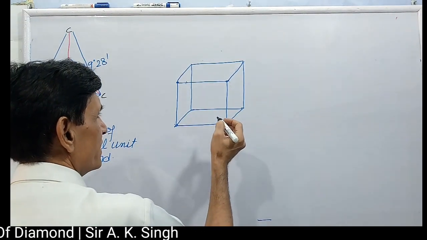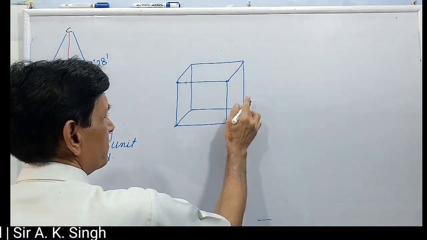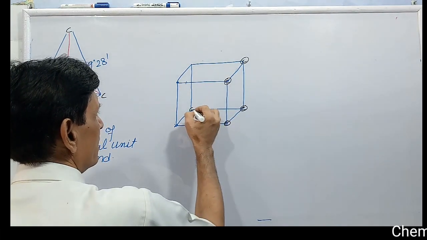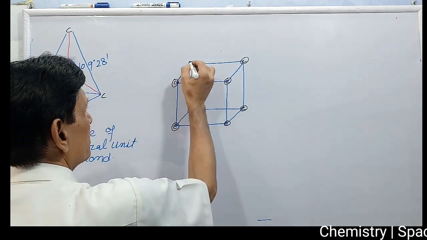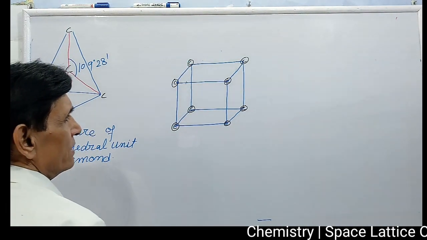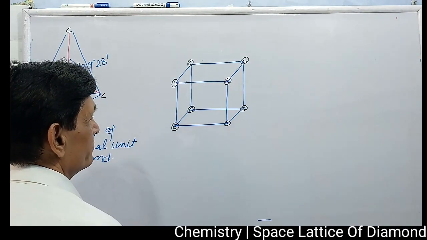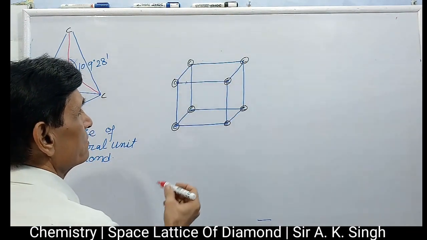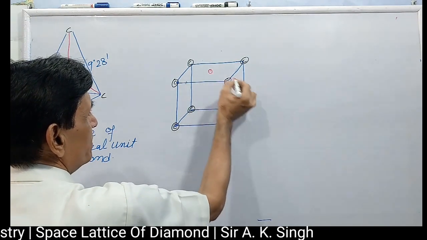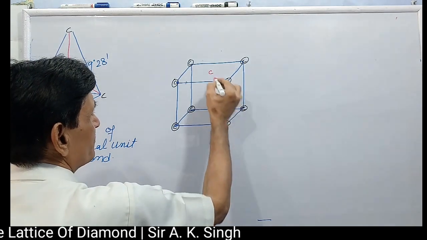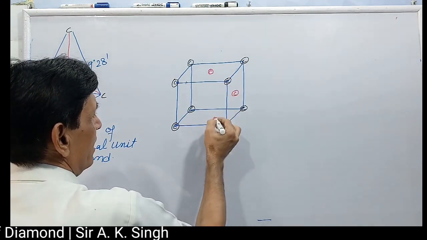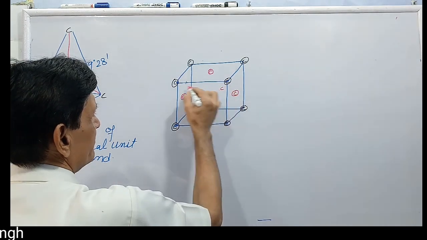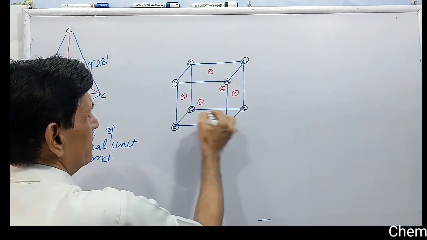Diamond has FCC arrangement in which carbon atoms are present on the corner of the cube. On each corner, carbon atom is present. Okay, now after that, carbon is also present on the face center. I am telling you, at the center of each face carbon is present. 1, 2, on each face it is present here. For this one, 1, and this is for this face.